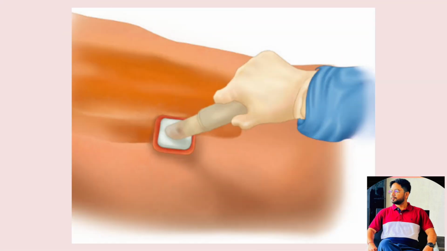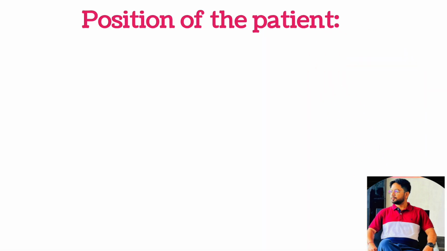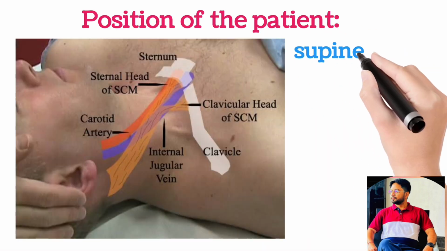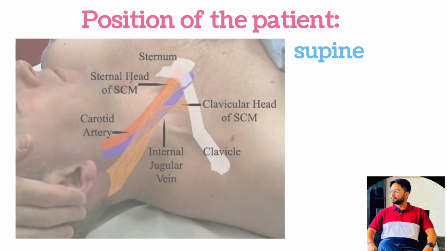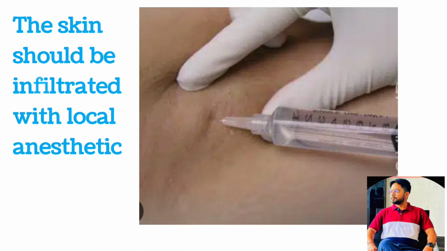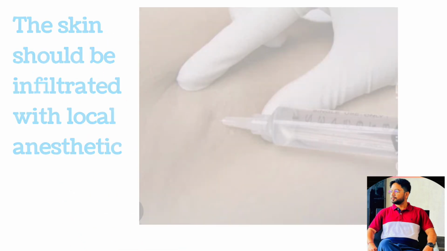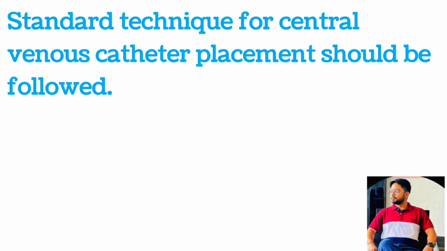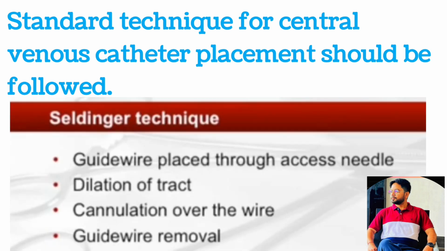Procedure of temporary cardiac pacing. Standard aseptic precautions are to be taken. Position of the patient should be supine. The skin at the site of central venous access should be infiltrated with local anesthetic. Standard techniques for central venous catheter placement should be followed.